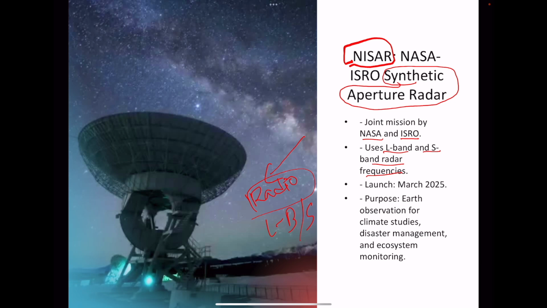Right now the launch is expected in March 2025. Initially, it was planned for January 2024, but it has been postponed due to some technical issues. What is the purpose of this satellite getting into space? It is for Earth observation, for climate studies, disaster management, and ecosystem monitoring.